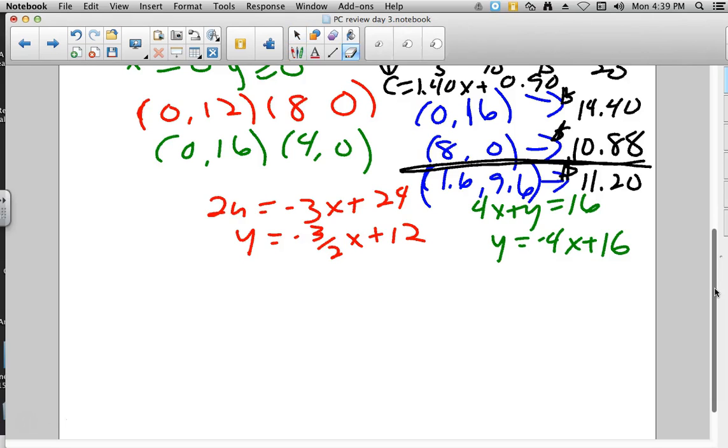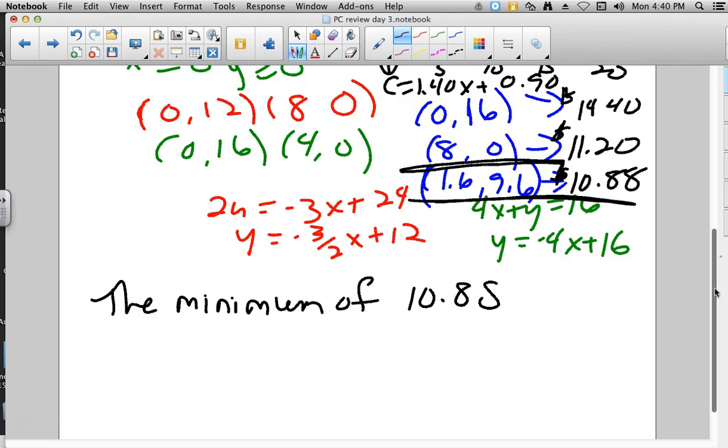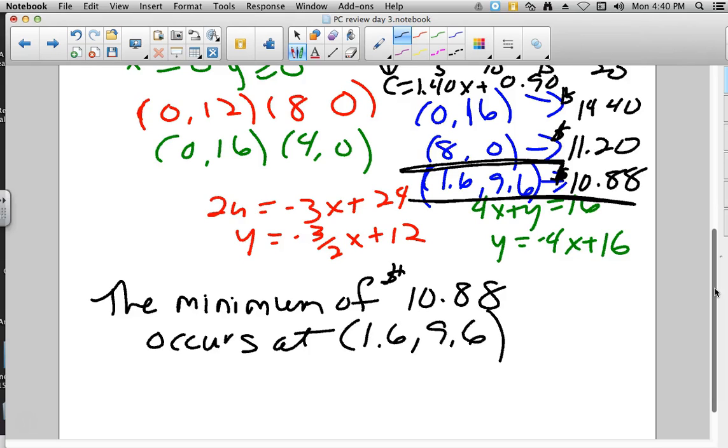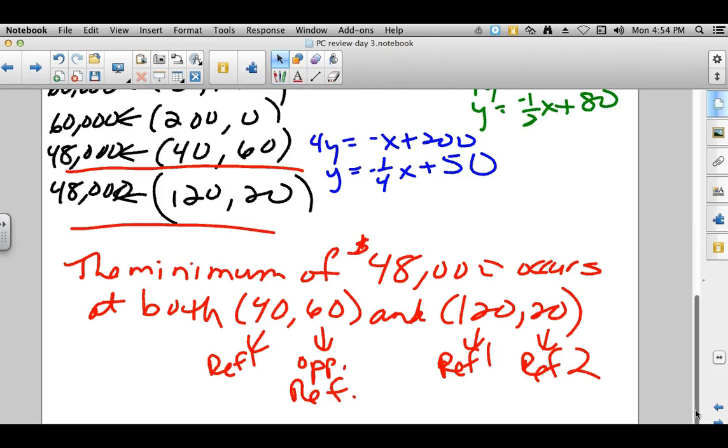Oh, I wrote them backwards. Let me fix real quick. 8, 0 should be the 11.20. And 1.6, 9.6 is our 10.88. There we go. I wrote them in a different order on my paper when I worked through it. All right, so this is our minimum. The minimum of $10.88 occurs at 1.6, 9.6 for our little ordered pair there. Now in words, you'd probably want to say 1.6 of food substance A and 9.6 of food substance B. Something along those lines, just to pull it together in a sentence. Nice sentence at the end.